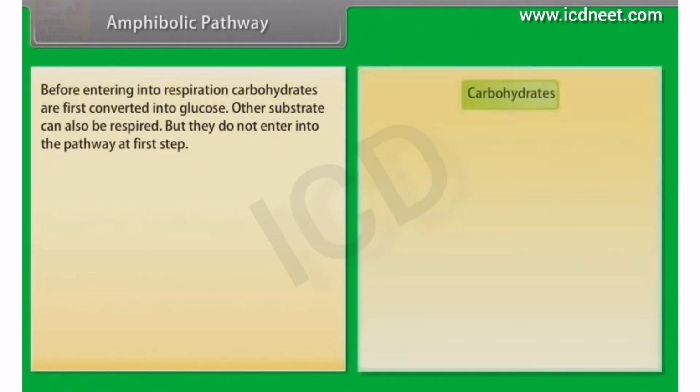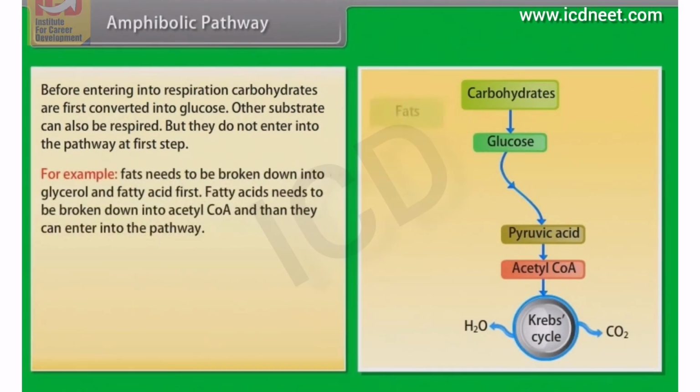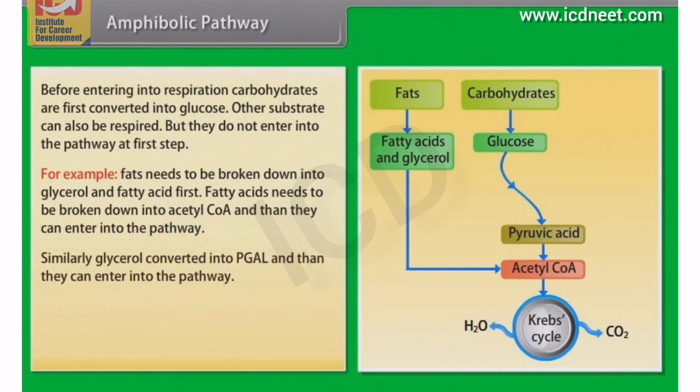Amphibolic pathway. Generally, carbohydrates are used as substrates for respiration. Before entering into respiration, carbohydrates are first converted into glucose. Other substrates can also be respired, but they do not enter into the pathway at the first step. For example, fats need to be broken down into glycerol and fatty acid first. Fatty acids need to be broken down into acetyl CoA, and then they can enter into the pathway. Similarly, glycerol is converted into PGAL, and then it can enter into the pathway.